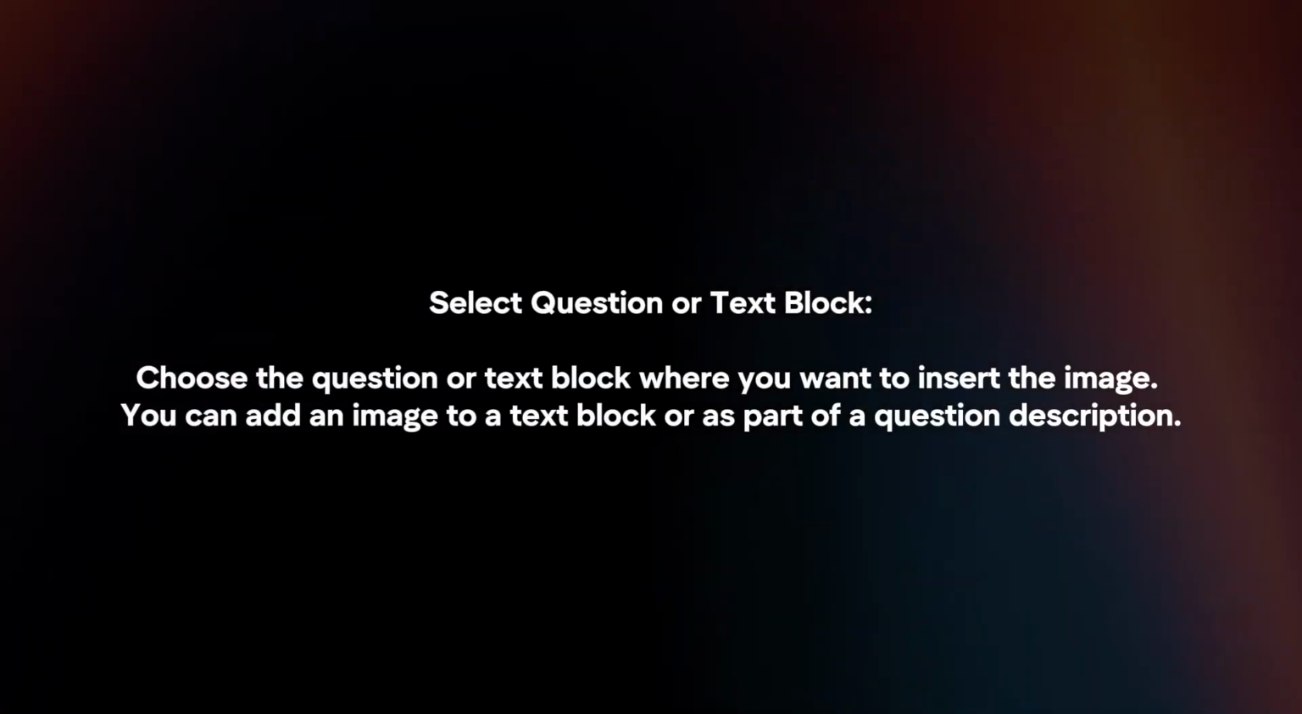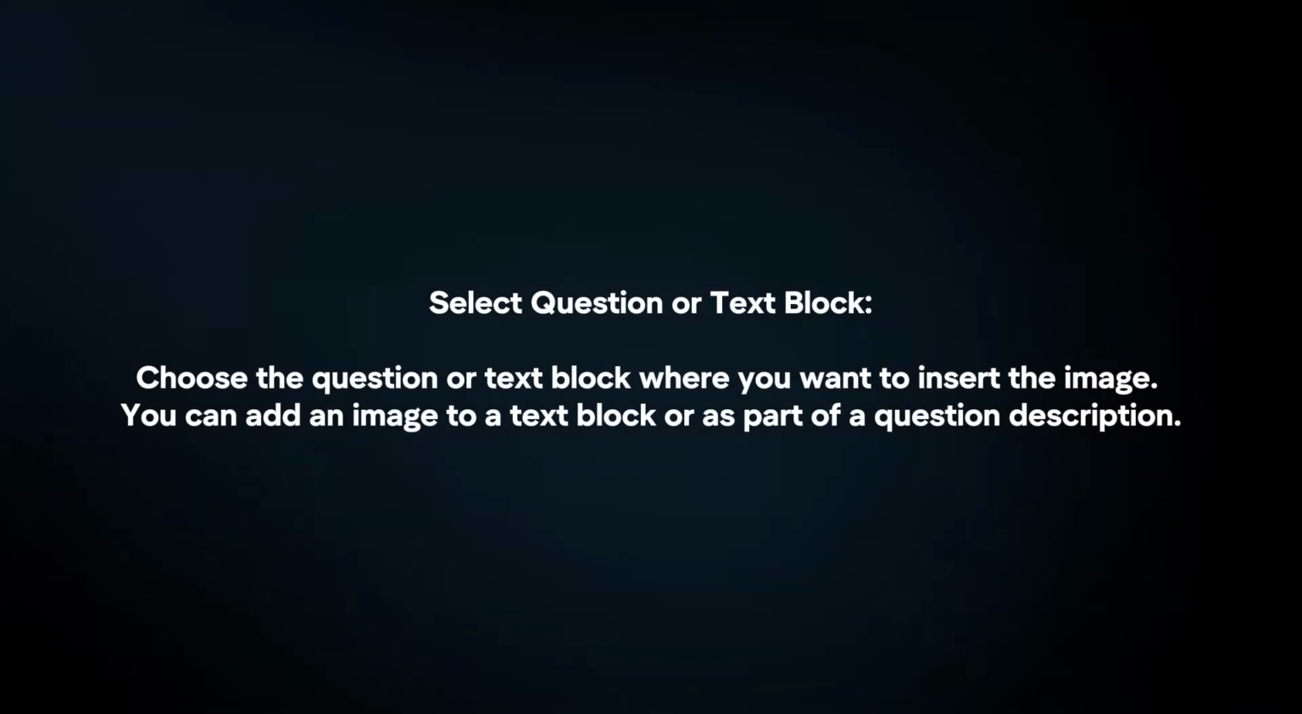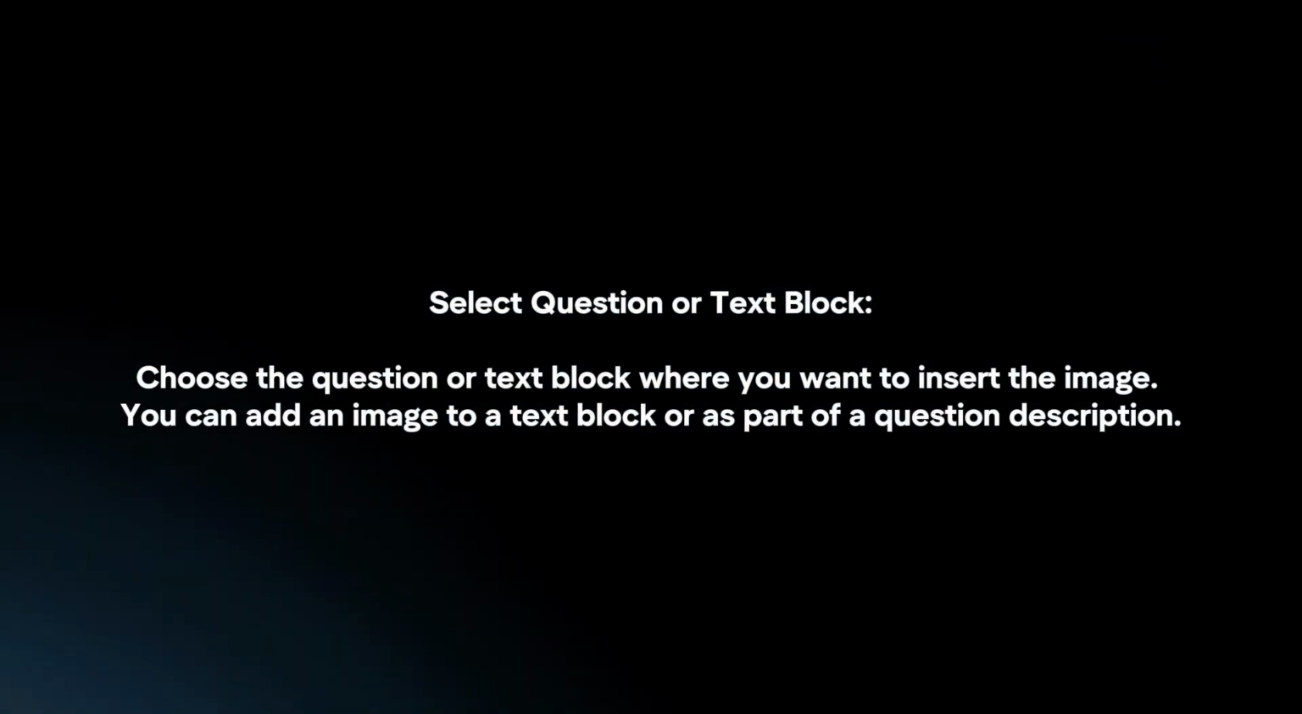Select question or text block. Choose the question or text block where you want to insert the image. You can add an image to a text block or as part of a question description.